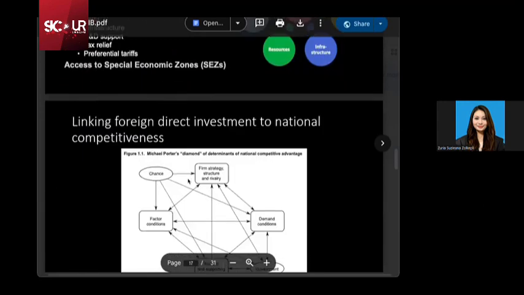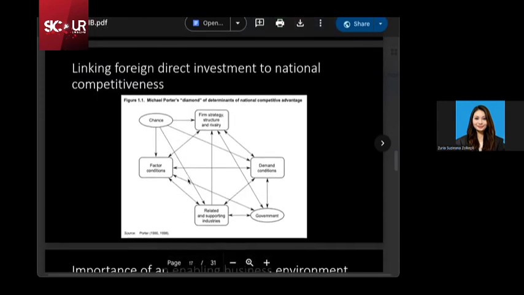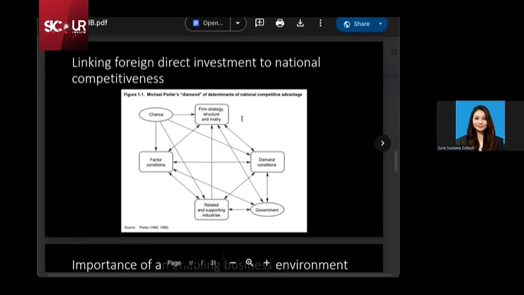Next, let's take a look at this one. I want you to discuss a little bit after this, but it's okay, I'm going to give you a few minutes to find information. So let's take a look at FDI and national competitiveness. Let me explain first. For national competitiveness, we have 4 factors.